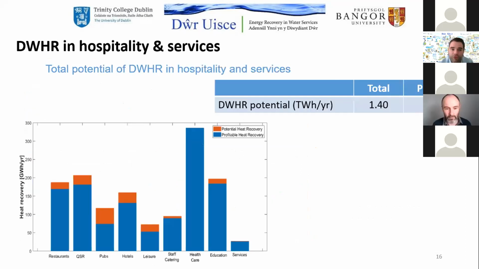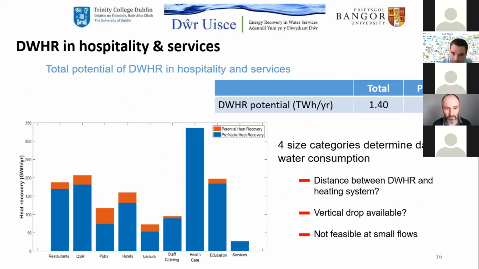So applying this then to the total hospitality and services sector in the UK, we see a heat recovery potential, let's say technical, of 1.4 terawatt hours per year, of which around 89% or 1.24 is already financially feasible with this system that's coming from showers. We did that by dividing, let's say, all the food outlets in 9 categories: restaurants, quick service or fast food, pubs, hotels, leisure, staff catering, healthcare, education, and services.